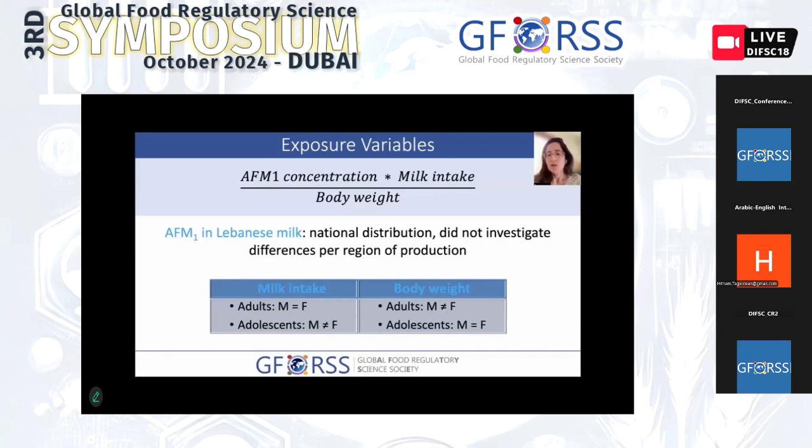This means that we will fit each of these different sets of data to probability distributions. A probability distribution is a mathematical function that describes the probability of sampling a given value from the entire data set. And when we set up the exposure calculations in our risk assessment model, these distributions are the ones that are going to be used as input. So you see the equation for exposure for AFM1 concentration, milk intake, and body weight. We're not going to use a mean value. We're going to use randomly sampled values from the distributions I just mentioned. But we will go over that in a minute.